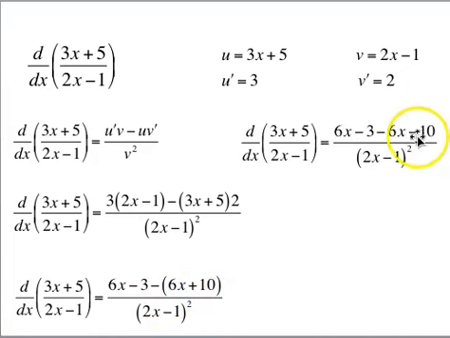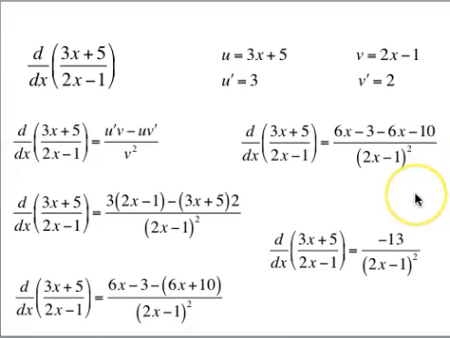6x minus 6x is gone. Negative 3 minus 10 would be negative 13. So all that's left upstairs is negative 13, and downstairs is 2x minus 1 squared. So that's our first example of the quotient rule.